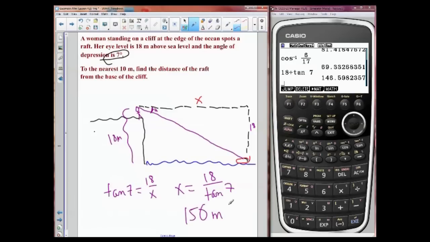All right. So that's pretty much how you work out these problems. Again, your angle of depression or elevation is formed with a horizontal line. It will not be this one right here. It is this angle here.